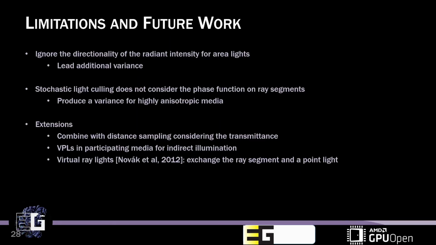Finally, limitations and future work. In this paper, we ignore the directionality of the radiant intensity for area lights for simplicity. But it can produce an additional variance. For detail, please see our supplemental document. But variance reduction for this case is our future work. And stochastic light culling does not consider the phase function on ray segments, similar to equiangular sampling. So, it also can produce a variance for highly anisotropic media.